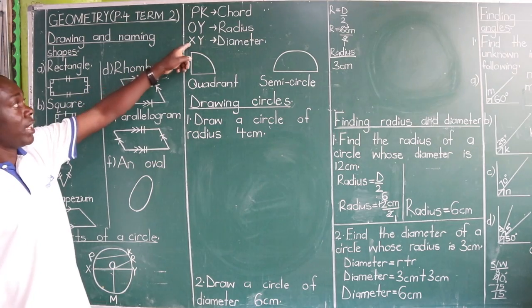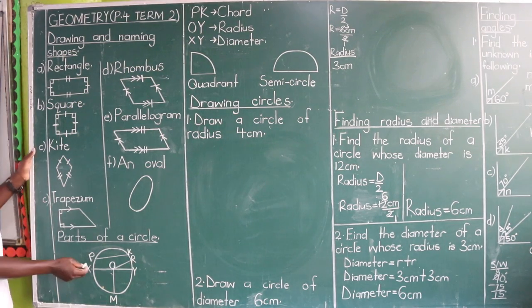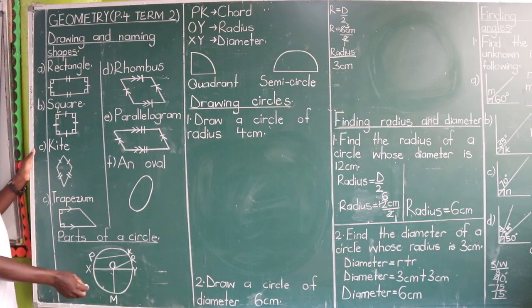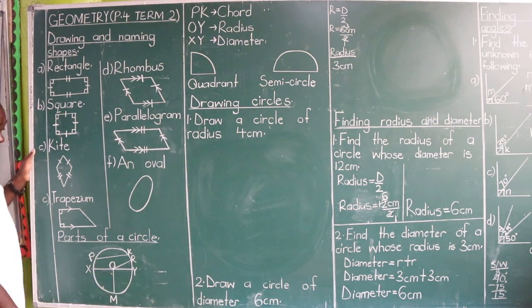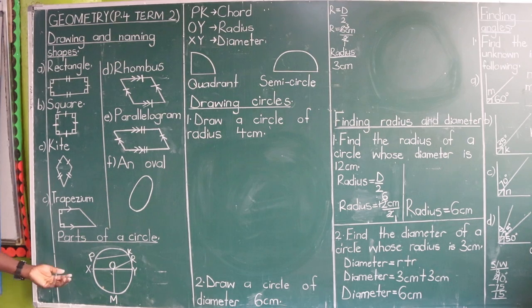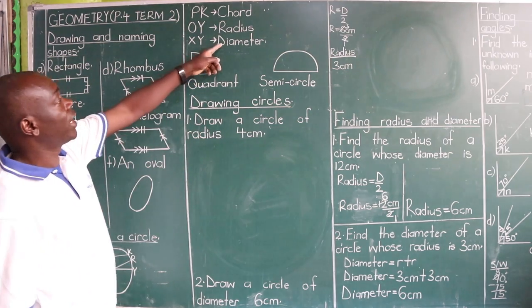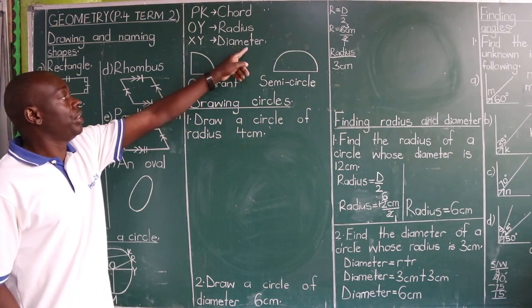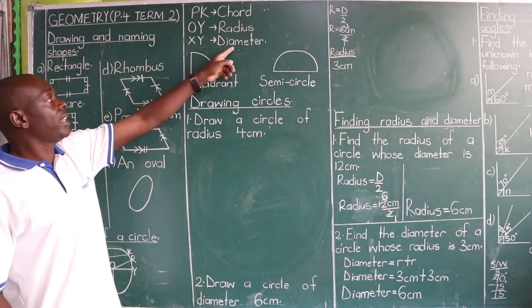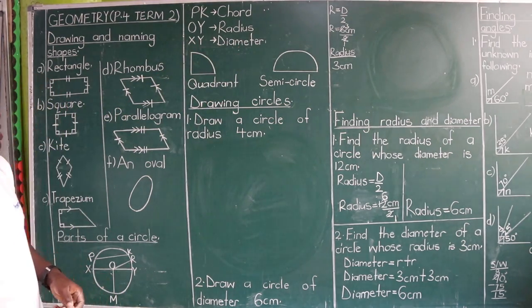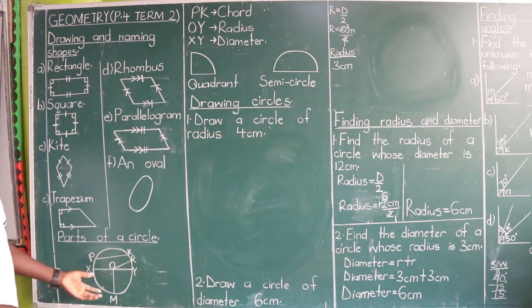As you are going to name line XY, from X to Y through the center, a line going from the circumference through the center to the circumference, or from the wall of a circle through the center to the other wall, is called a diameter. Look at the spelling of diameter: D-I-A-M-E-T-E-R. That is the diameter. So those are lines of a circle.